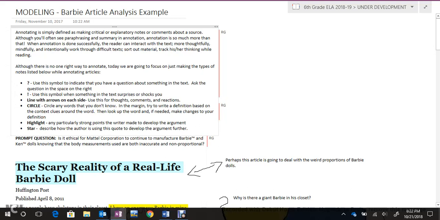We are going to start the process, or you guys are going to learn about annotating today. Annotating is generally something that students hate and want to pull their hair out for. They just don't generally like it. But it's something that you're going to be doing throughout middle school, throughout high school, and especially in college. It'll be something that you'll want to do on your own. And so we're going to start teaching you the process of doing it. You'll want to read through this.